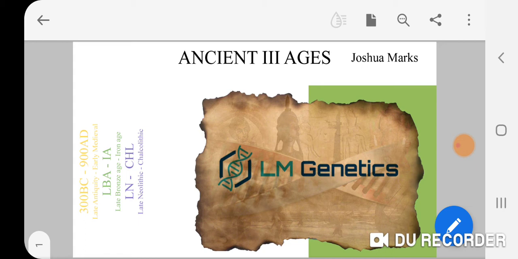Now it's going to take some time to parse through these results. It's broken down into three different ages: late Neolithic to Chalcolithic, late Bronze Age to Iron Age, and late Antiquity to early medieval. And it says 300 BC, but I believe that should be 300 CE, common era. But it does say 300 BC to 980 CE. Regardless, this report is absolutely amazing.